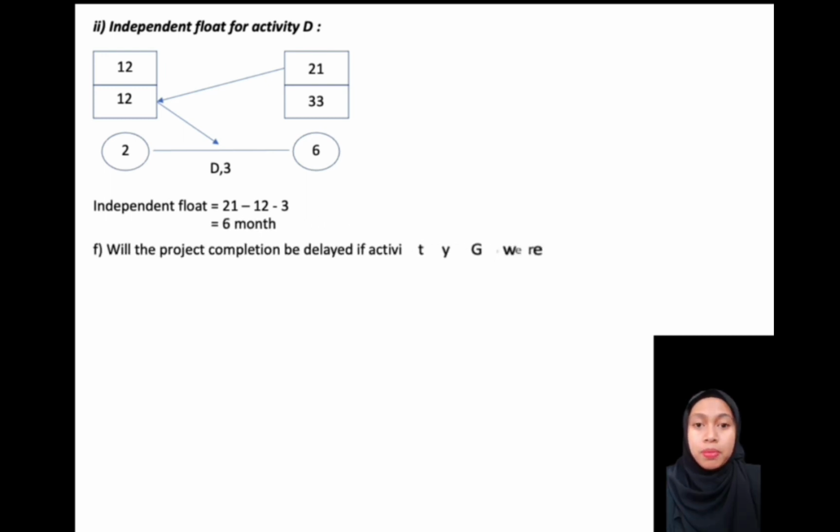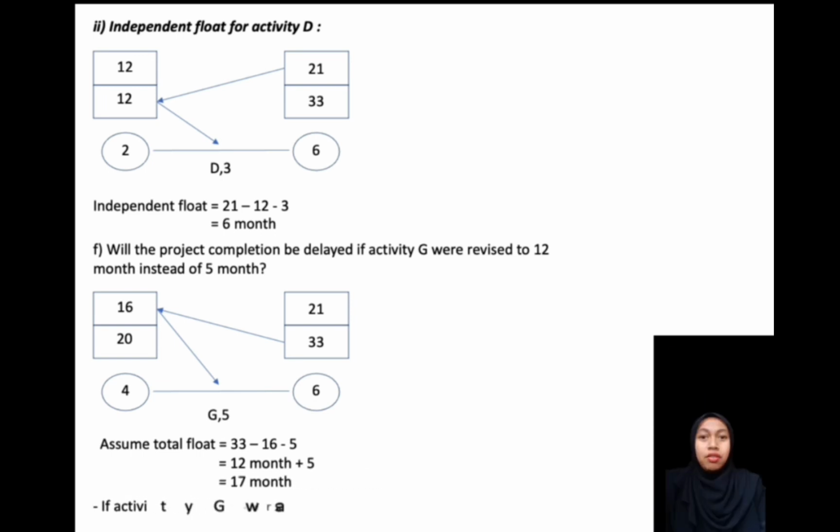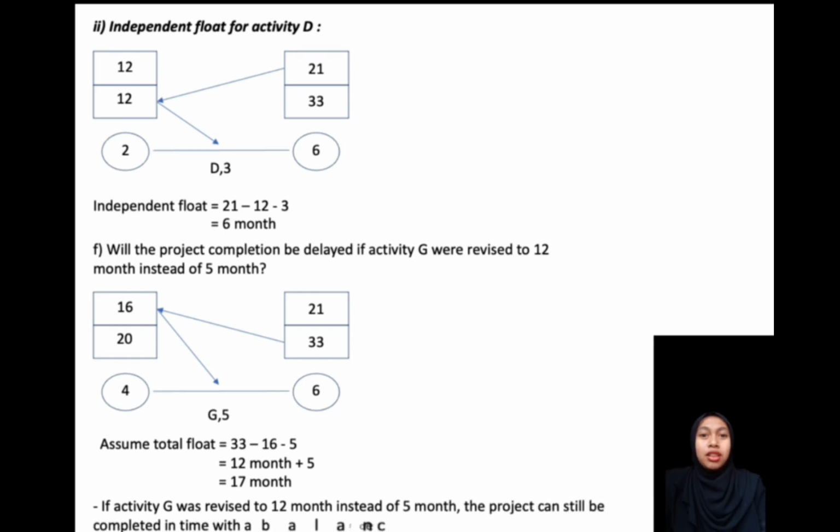Will the project completion be delayed? Activity G will be revised to 12 months instead of 5. Assume total float is 33 minus 16 minus 5, equals 12. 12 plus 5 equals 17 months. If activity G was revised to 12 months instead of 5 months, the project can still be completed on time with a balance of 5 months.